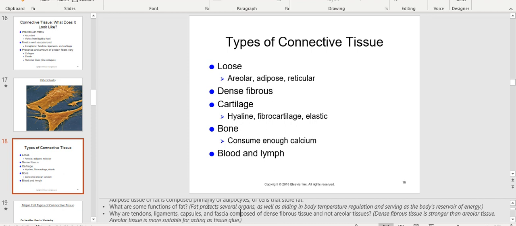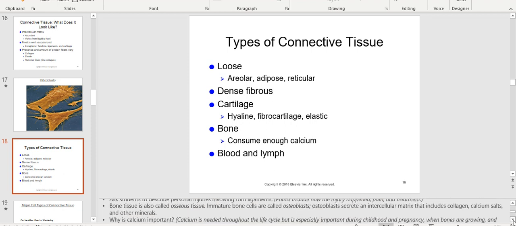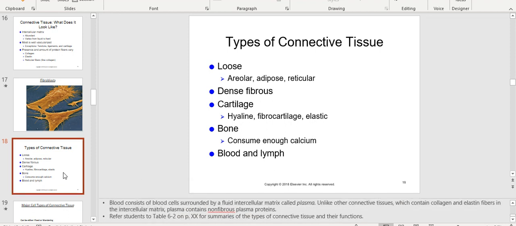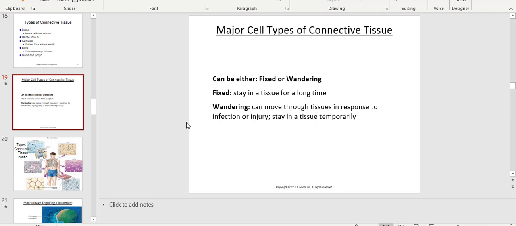So, very good. Have a read of these. There's lots in there. I really like this little bit of information down in the slides. Have a look at them. There you go. Why is calcium important? There's lots in there, so have a look at that stuff. Major cell types of connective tissue can be either fixed or wandering. Fixed connective tissue stays in the tissue for a long time. Wandering can move all around.